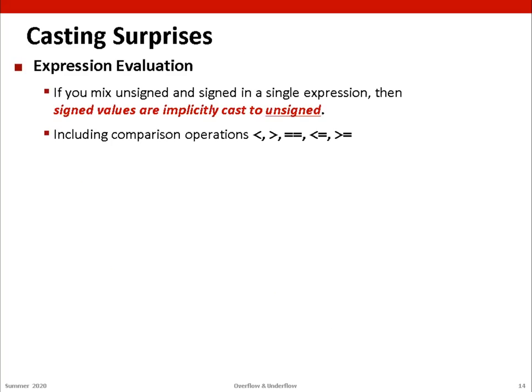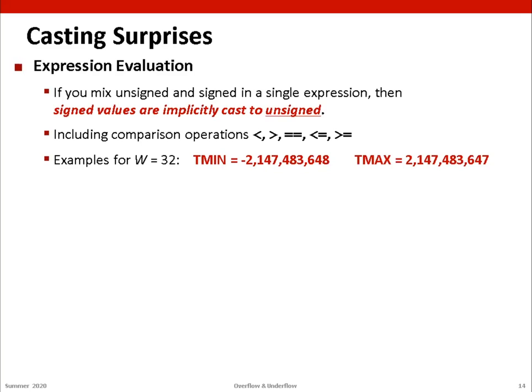Here is another casting surprise that the compiler might throw at us while evaluating an expression in a conditional statement. If you mix signed and unsigned integers in a single expression, the signed values are implicitly cast to unsigned. So unsigned dominates, and we need to be careful about that. In which case, our smaller numbers would be interpreted as larger numbers. Right? Let's look at what happens here in some examples.